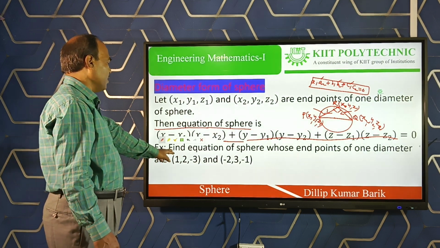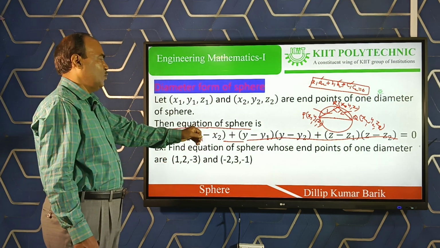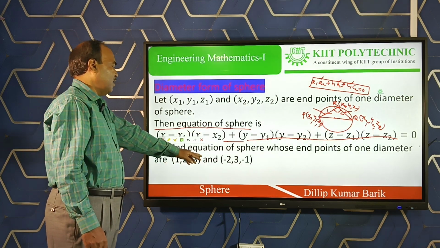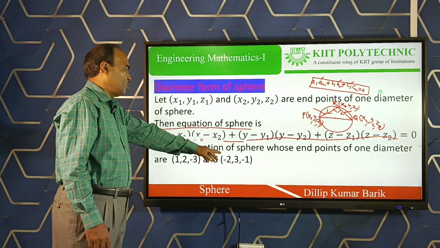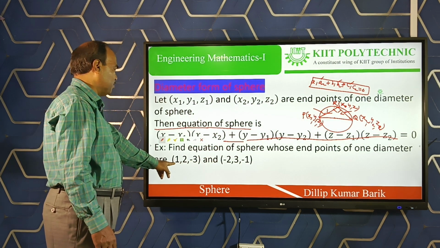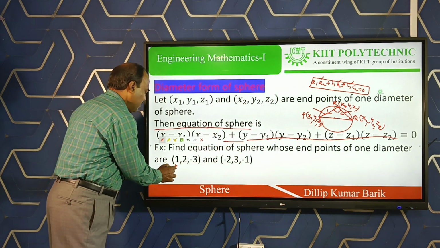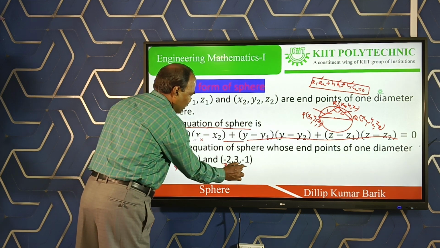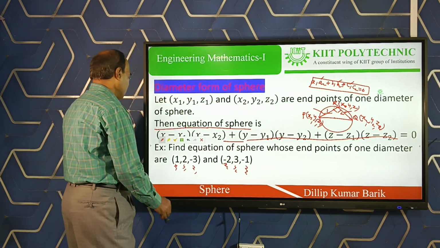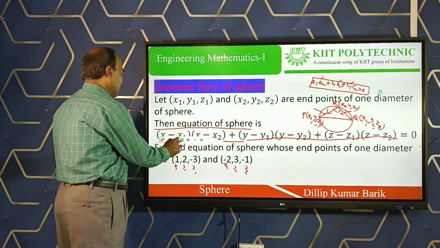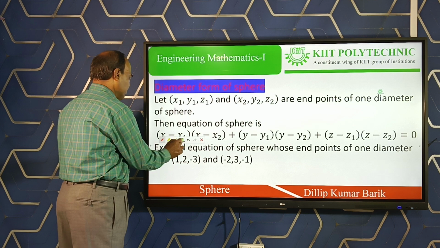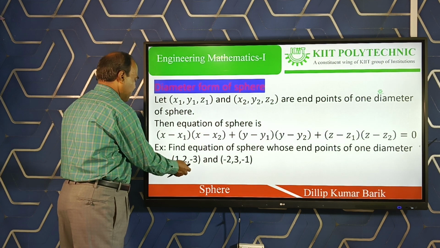Consider an example. Find the equation of the sphere whose end points of diameter are 1, 2, minus 3 and minus 2, 3, minus 1. Let this point be x1, y1, z1 and the second one be x2, y2, z2. Let us take the help of the next slide.